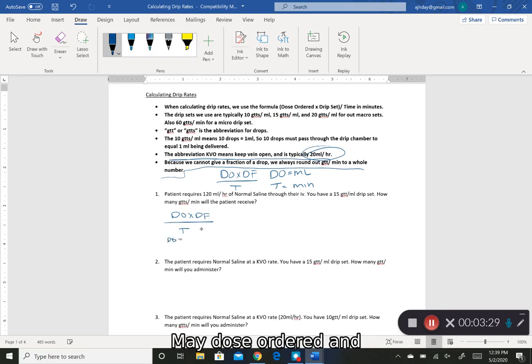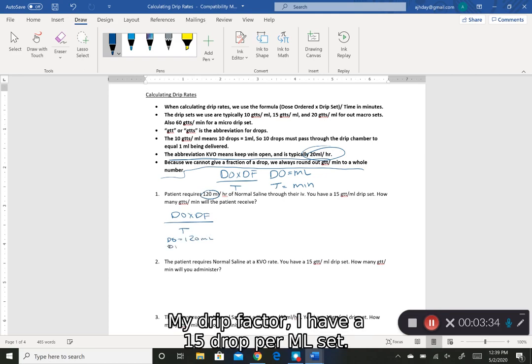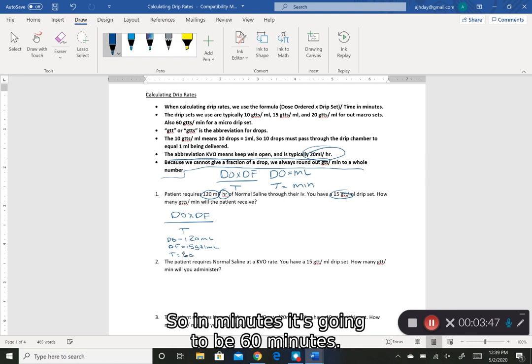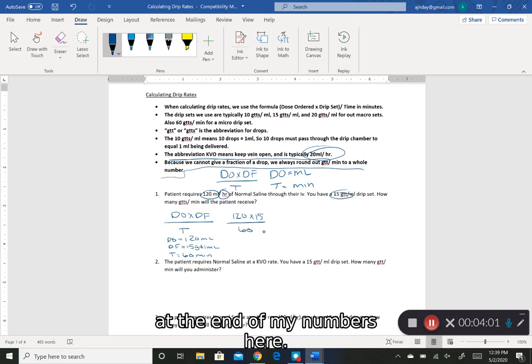My dose ordered, I want to give 120 mLs. My drip factor, I have a 15 drop per ml set. And then my time is an hour, so in minutes it's going to be 60 minutes. And now I can just plug these into my equation. So 120 times 15 over 60. Now I have some zeros at the end of my numbers here, so I'm going to simplify to make my math a little easier. And that leaves me with 12 times 15 divided by 6.